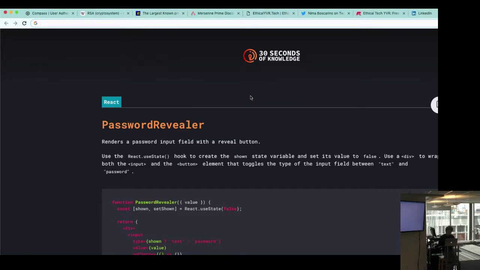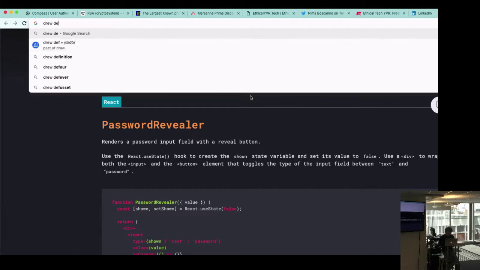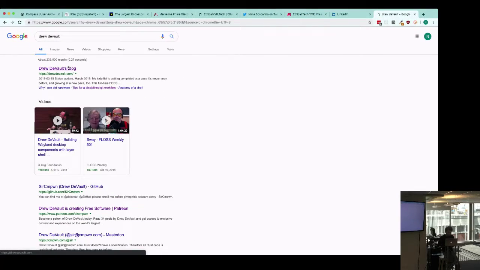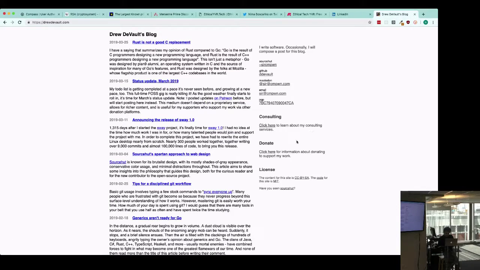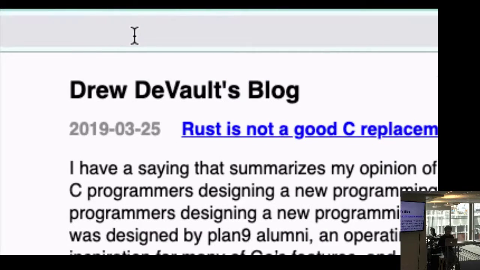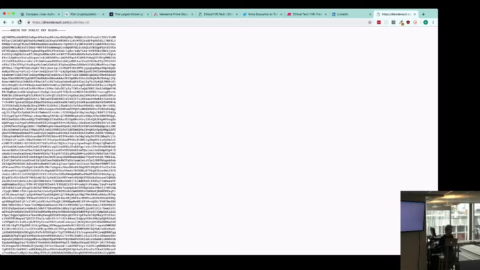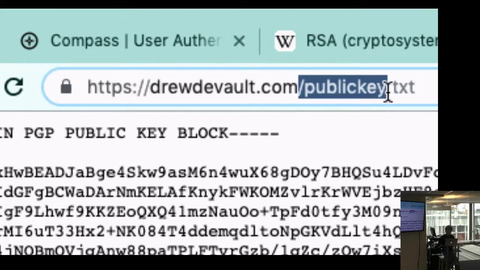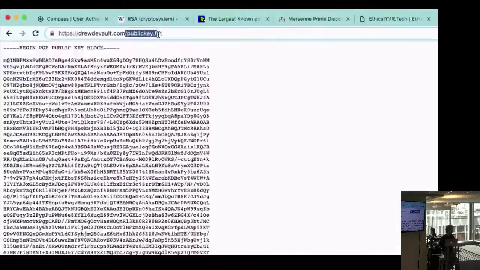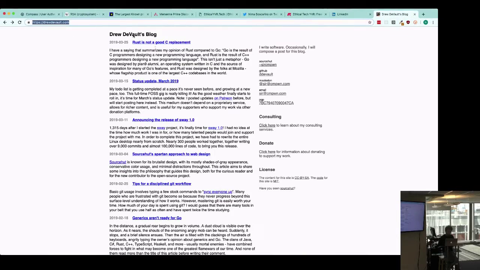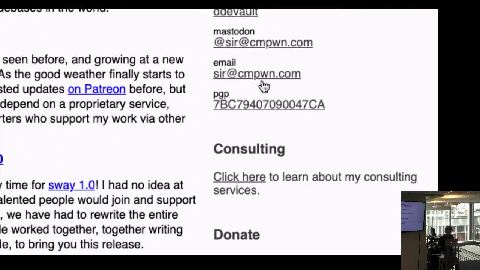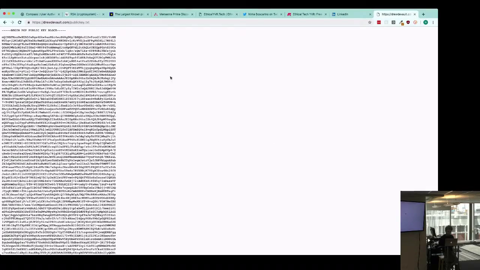Like, if you go see some people's web pages, for example. So this person's Drew DeVault. They're a blogger, software developer person. But you might notice in a lot of cases people will publish their public key on their websites and make it readily available. So this is his blog, and he's put it right here. And you can click on it and see his entire public key.